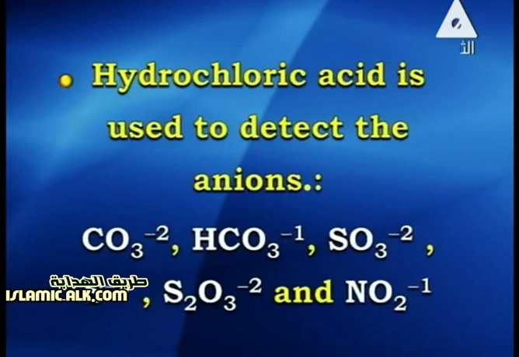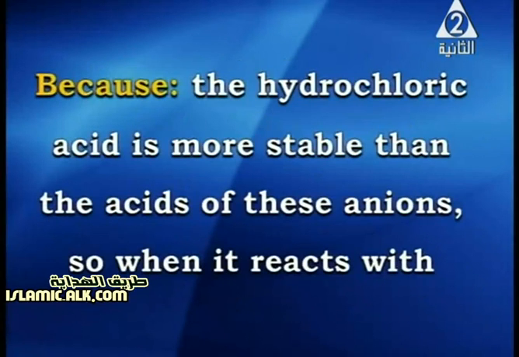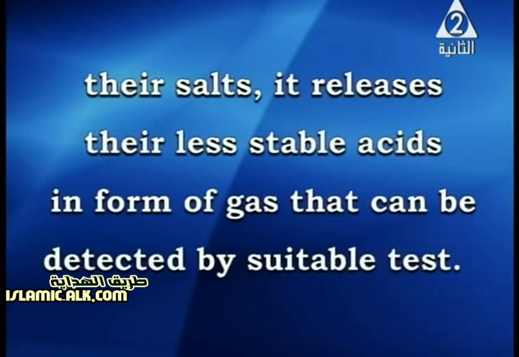Now, my dear students, we discuss another type of question which is give reason for. Hydrochloric acid is used to detect the anions carbonate, bicarbonate, sulfite, sulfide, thiosulfate, and nitrite. The answer is because hydrochloric acid is more stable than the acids of these anions, so when it reacts with their salts, it releases their less stable acid in the form of gas that can be detected by a suitable test.